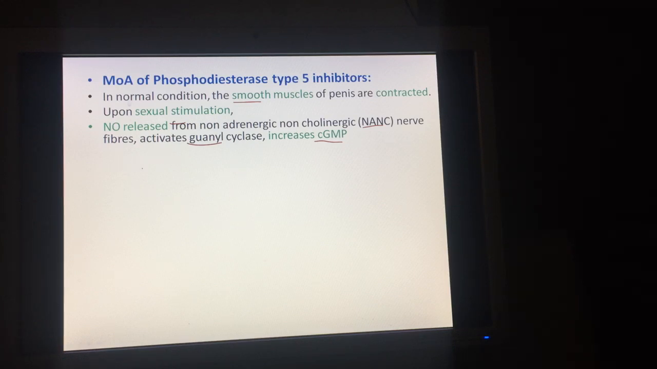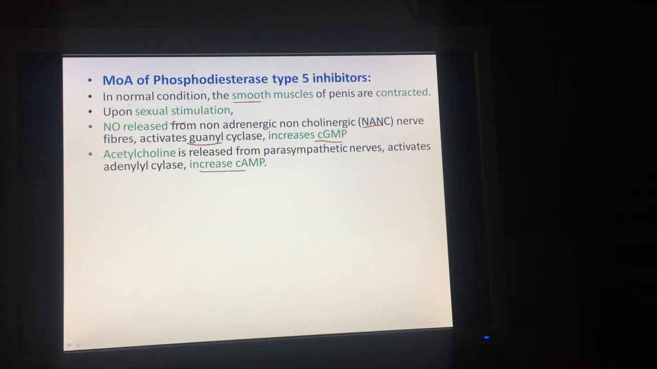The release of nitric oxide activates guanylyl cyclase and increases the cyclic GMP. Simultaneously, acetylcholine is released from the parasympathetic nerves, which activates adenylyl cyclase and increases the cyclic AMP. These two releases ultimately lead to a reduction in the levels of intracellular calcium ions, and this reduction causes the smooth muscle relaxation.